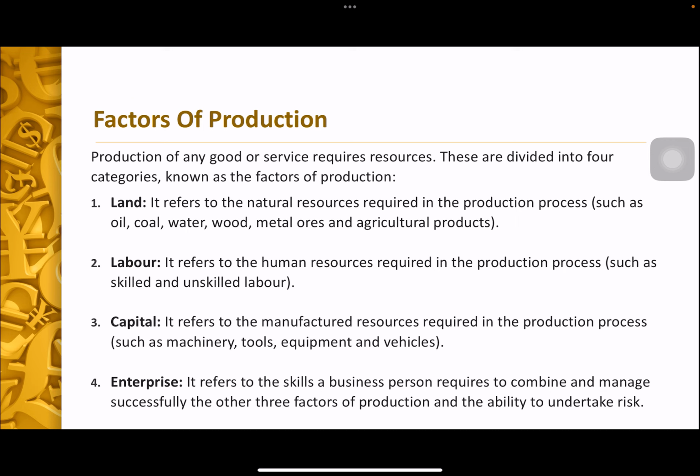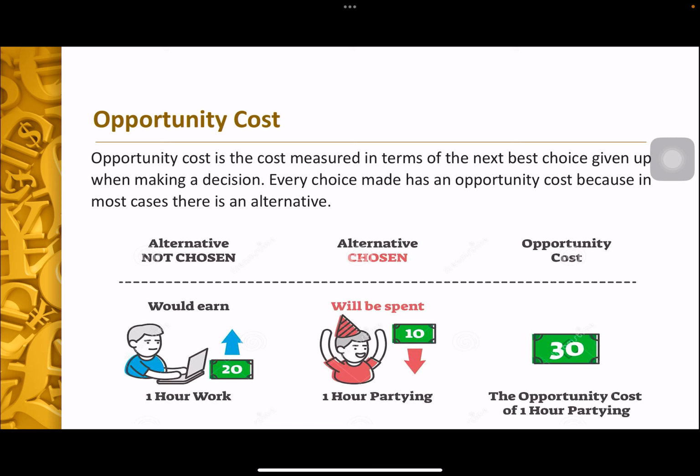Due to that scarcity, there comes the concept of opportunity cost. Now, opportunity cost is the cost of the next best alternative foregone. When we have a choice and we opt for one product, leaving the other product, the product we are leaving is the opportunity cost of opting for the product.